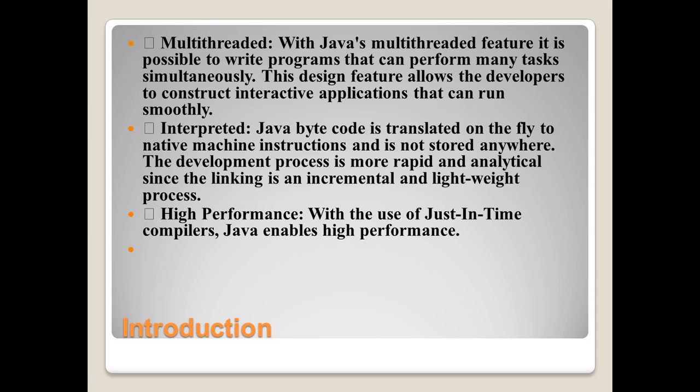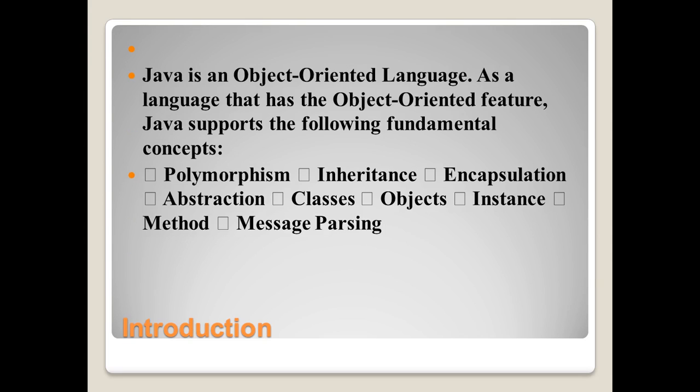And high performance, that means higher performance than other languages because of the compiler. And why is it OOPS? That means polymorphism, inheritance, encapsulation, abstraction, classes, objects, instances, methods, and message passing. We have to cover all this, but one by one. So all this we have to cover in our next video sessions.